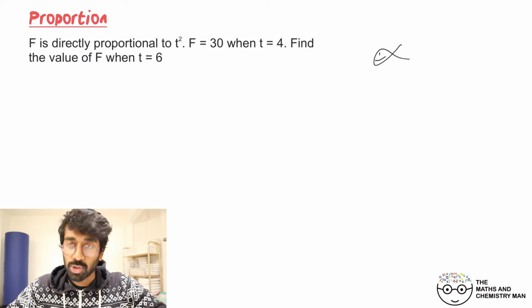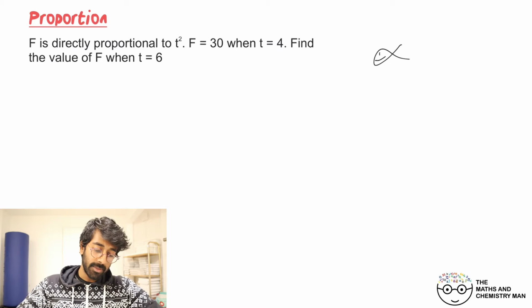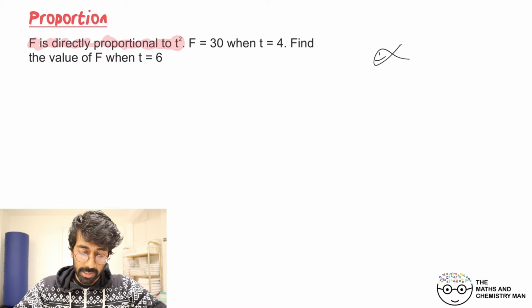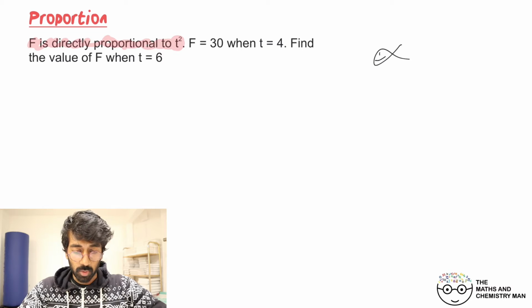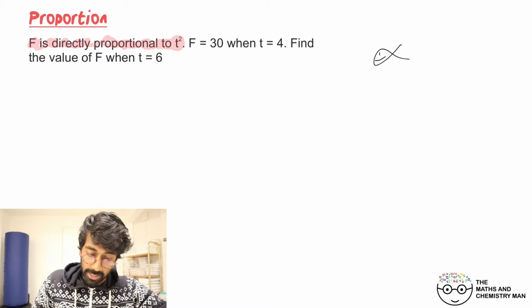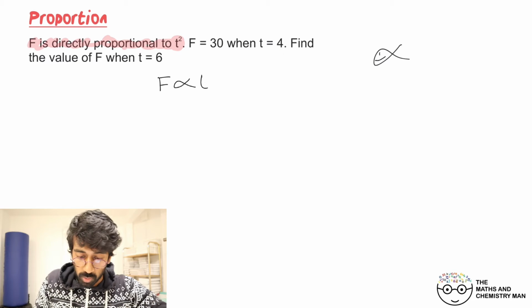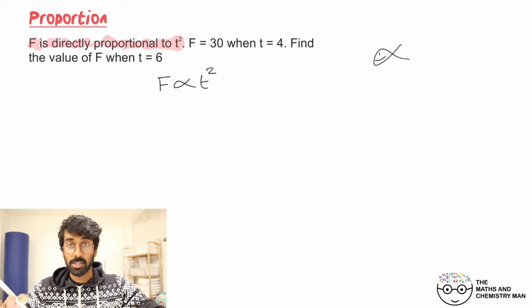Right, time to go through it. Now then, from the very first line of this question, we've been told that f is directly proportional to t squared. So what we can do is put down something called a statement of proportionality, okay? So our statement of proportionality is this. We're going to say that f is proportional or directly proportional to t squared. So that's the way you want to start.